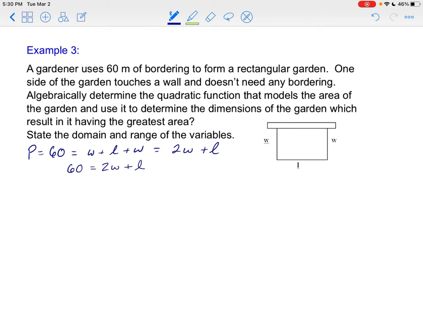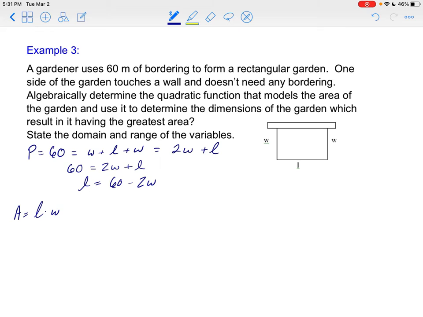and we can solve this for one of the 2 variables, because we're gonna need that later. So let's solve this for length, just because it's easier, and get that the length is equal to 60 minus 2w, or 2 times the width. So why did I do that? Well, we know that we want a quadratic formula to maximize area, which in the area of this rectangle is going to be equal to length times the width.